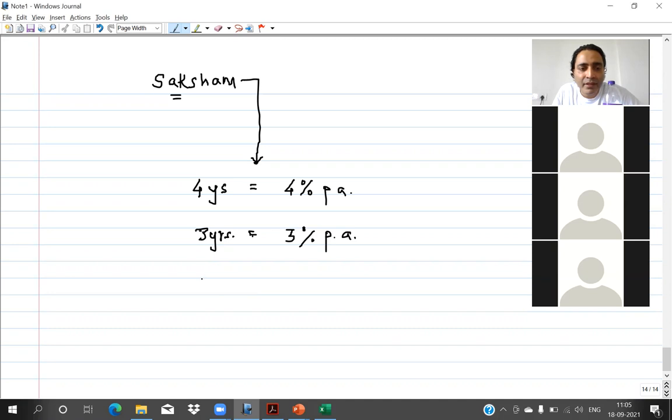If Saksham invests his money for 3 years, and after 3 years are complete, he comes to me and says, sir, please keep my money with you for another 1 year. I want to reinvest whatever that has accumulated so far. I want to reinvest for another 1 year. मुझे और एक साल के लिए वही सारा पैसा आपके पास रखना है. So, what is the rate I should offer him for the fourth year? Should it be same as 3% or should it be something else?